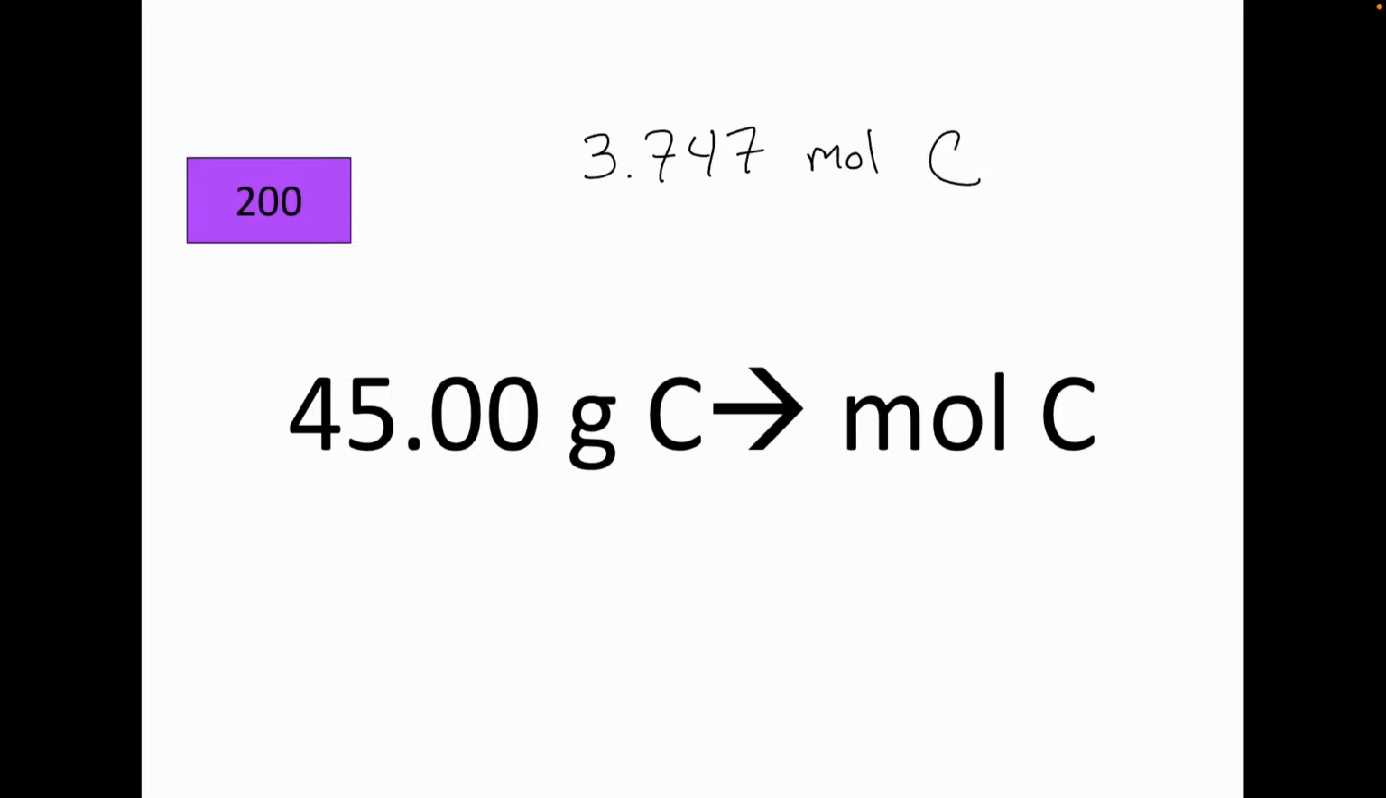Molar mass. So I've got to look on the periodic table. For carbon, the molar mass is 12.0107. So I'm going to start with what I have, my 45.00 grams of carbon. And am I going to be multiplying or dividing by that molar mass? I need to divide so that grams are on the bottom.